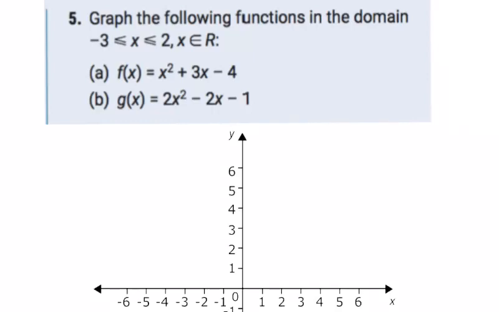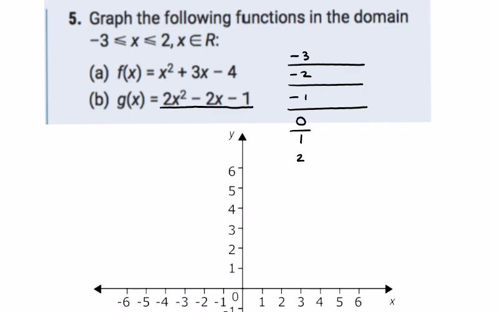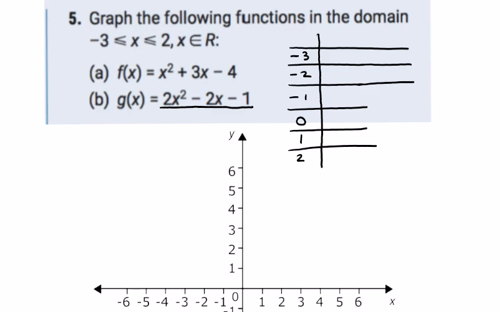In 5b, we have the function g of x, or y, is equal to 2x squared minus 2x minus 1. Same domain, so minus 3 to minus 2. Set up your table, similar to the last question, and then we're going to put in our values. You have lines in your copy, so you should be able to just draw the columns quite quickly. But even doing it manually, you can see it doesn't take that long.